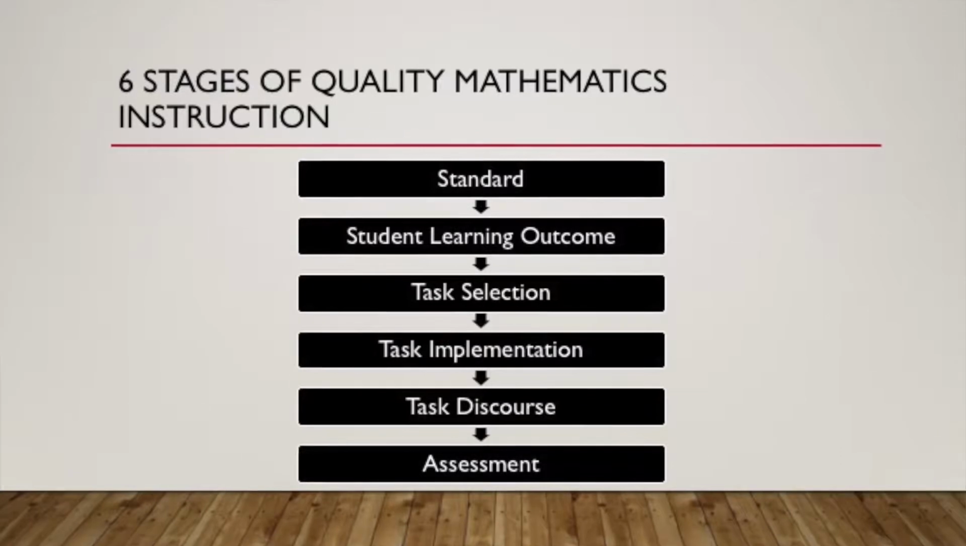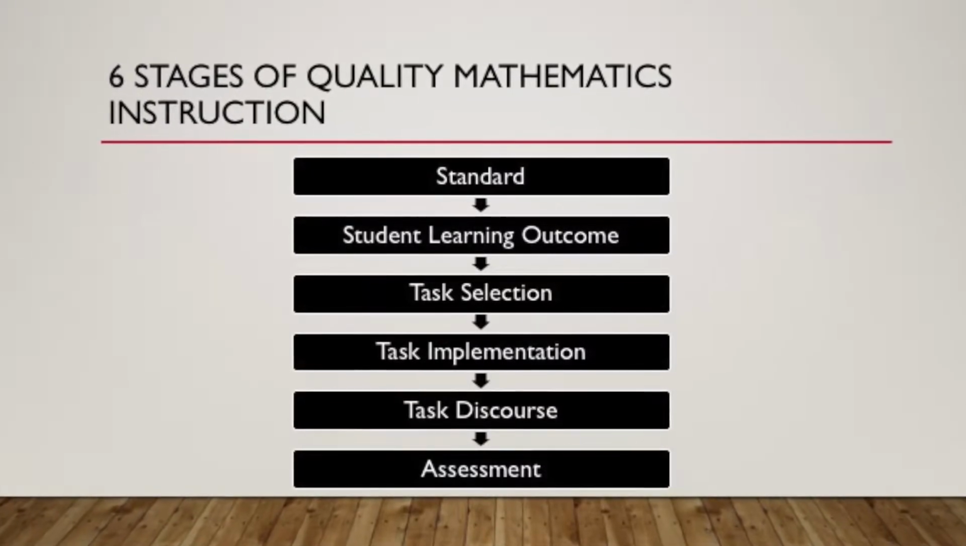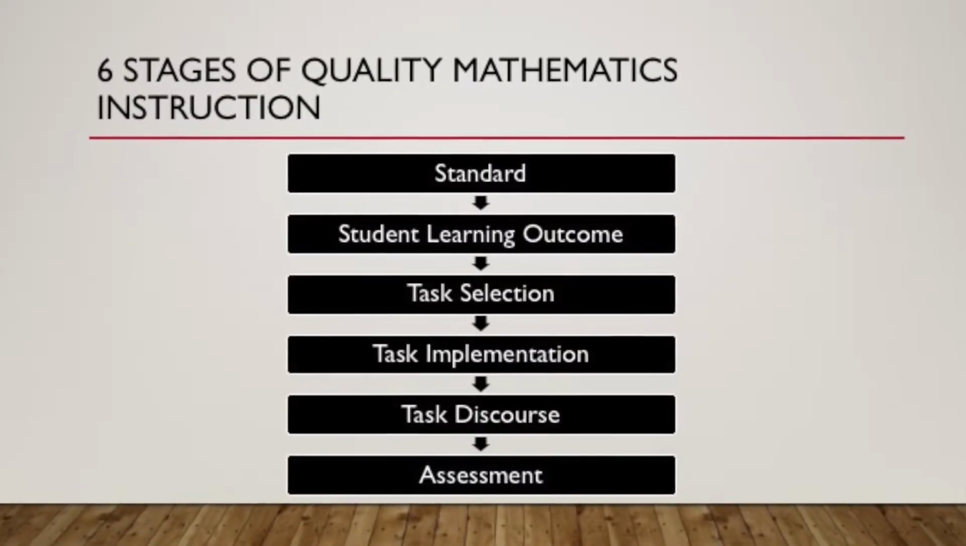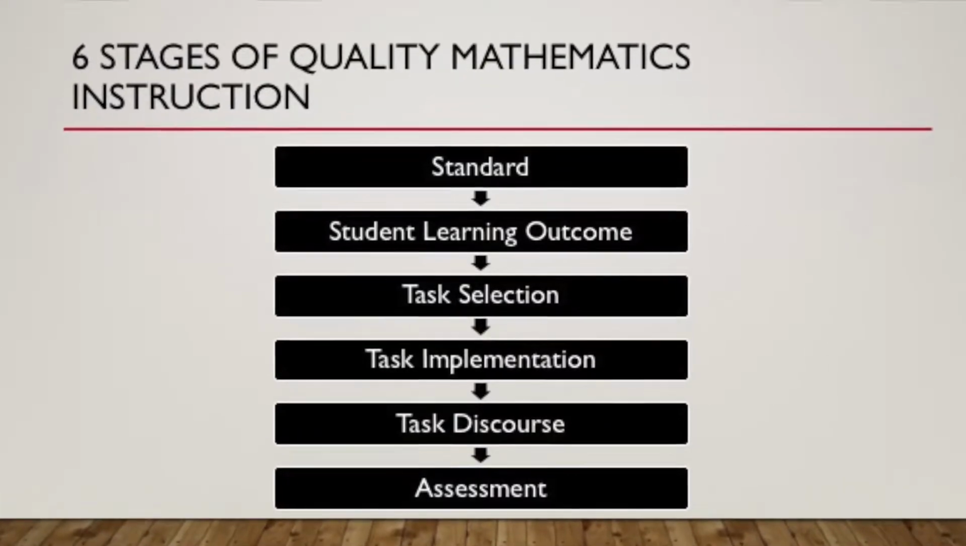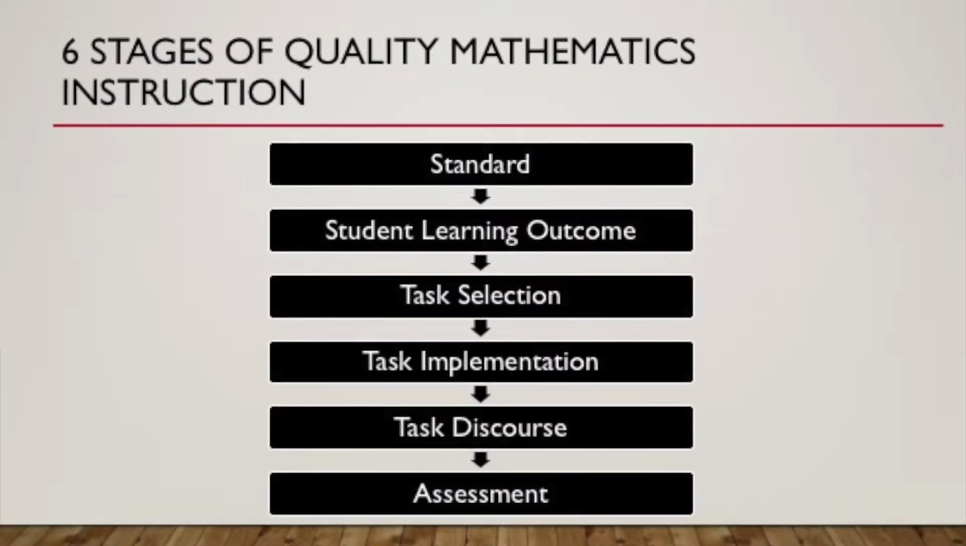The second stage is student learning outcome. Third stage is task selection. The fourth stage is task implementation. The fifth stage is task discourse, and the sixth stage is assessment. So I'm going to take you through each one of those and also use the task to set it up.